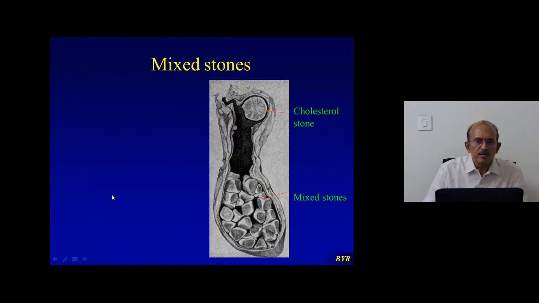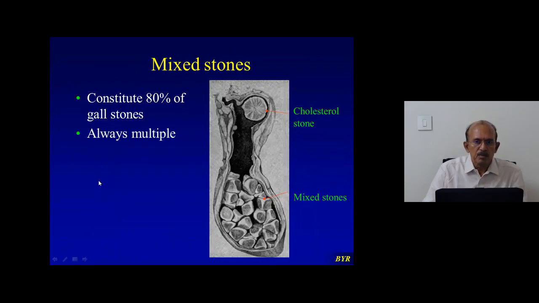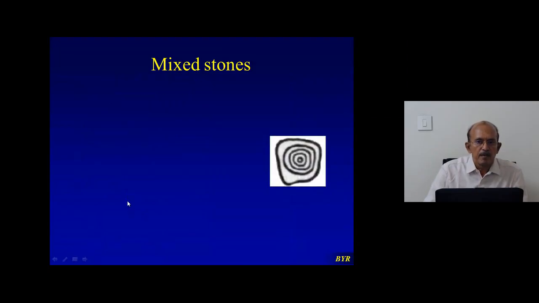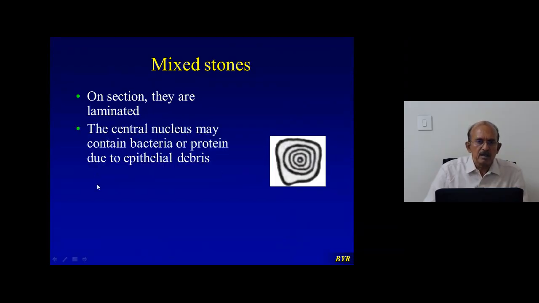Then mixed stones. They constitute around 80% of the gallstones in our country. Always multiple. They are faceted in shape. So you can see the faceted shape of the mixed stones. On section, they are laminated like this. So there will be lamellae in circular fashion.